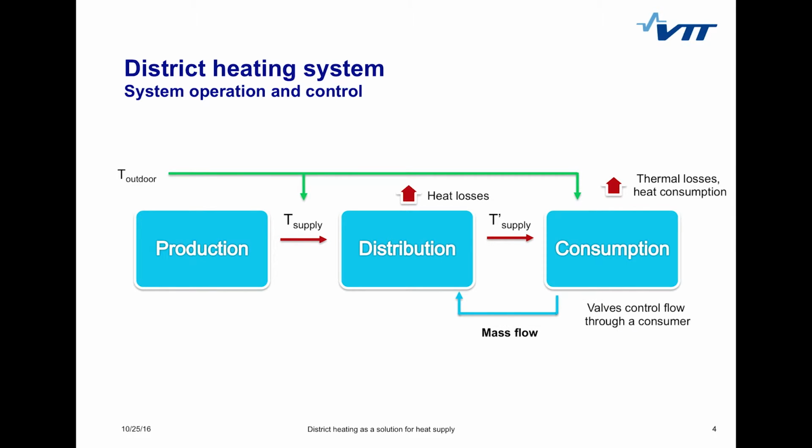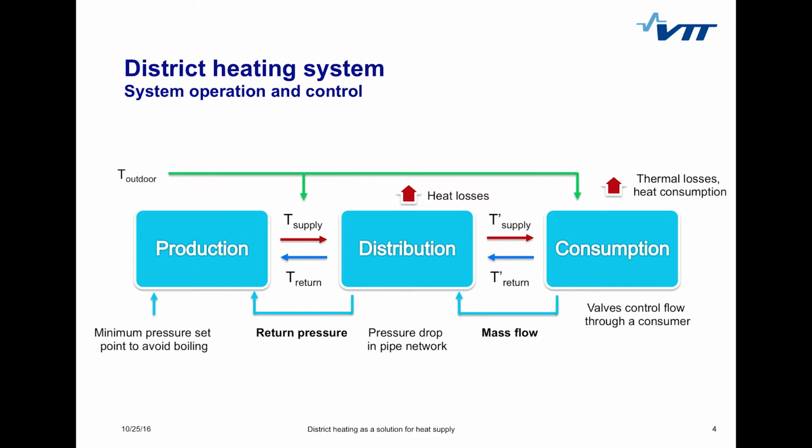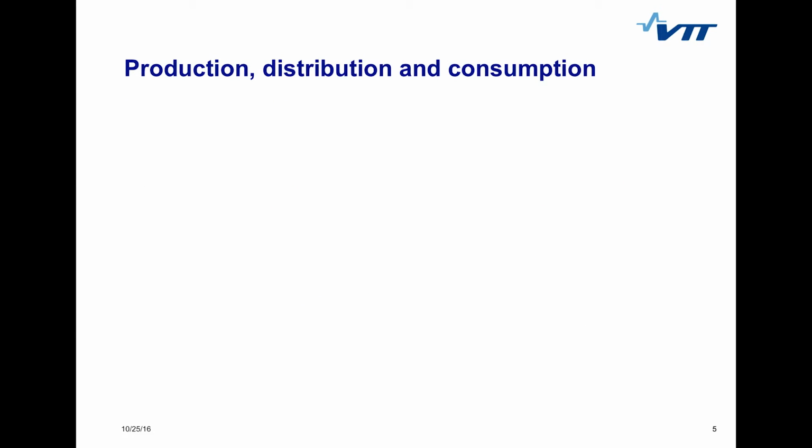Flow of water in the network is controlled by a valve at the consumer. Mass flow, heat demand, supply temperature, and temperatures on the secondary side result in a certain return temperature at the consumer. In the distribution network, the mass flow causes a pressure drop in the network, resulting in a certain pressure at the production plant. The return temperature is affected by the heat losses just like on the supply side. The pressure control system and pumps maintain a certain pressure level in the system to avoid boiling in high supply temperatures. District heating is not tied to a certain production technology.